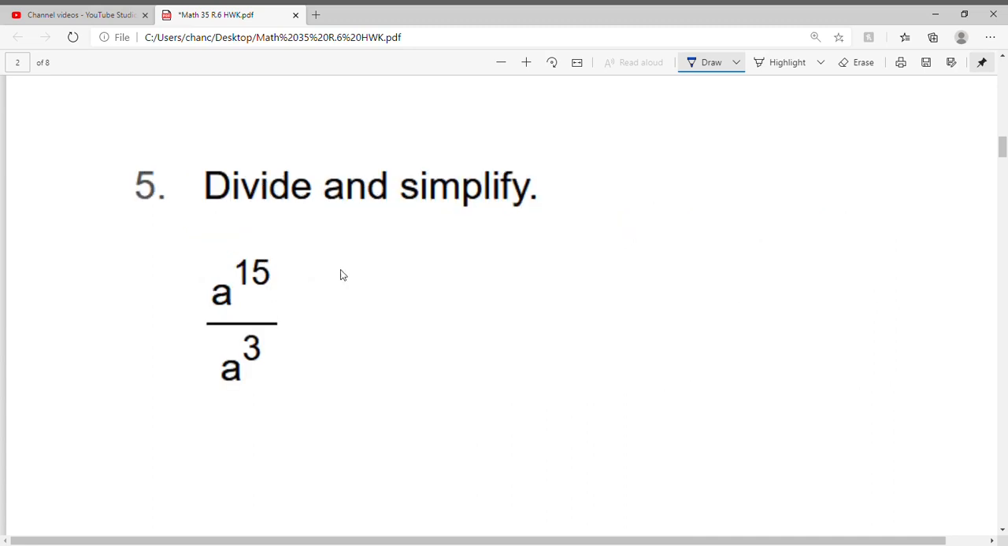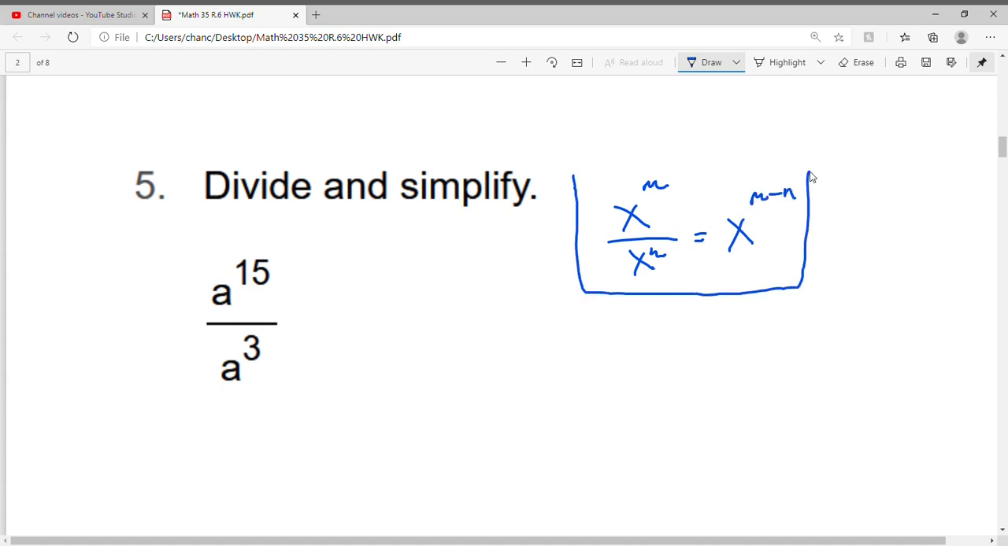Question number 5. We can divide and simplify the following. Recall x to the m over x to the n equals x to the m minus n. We have to subtract the exponents. This is a to the 15 minus 3, or a to the 12th power. And we cannot simplify it any further. We are done for question 5.